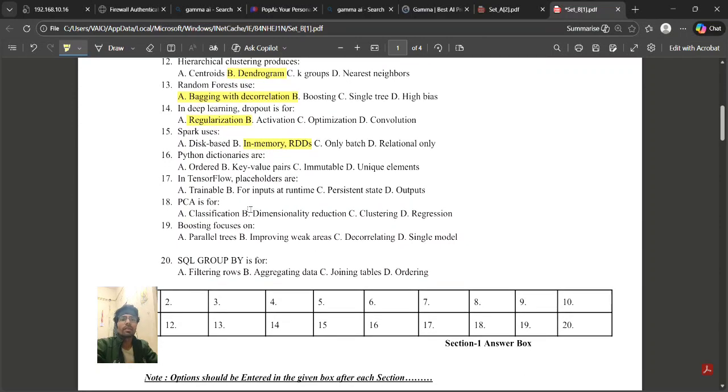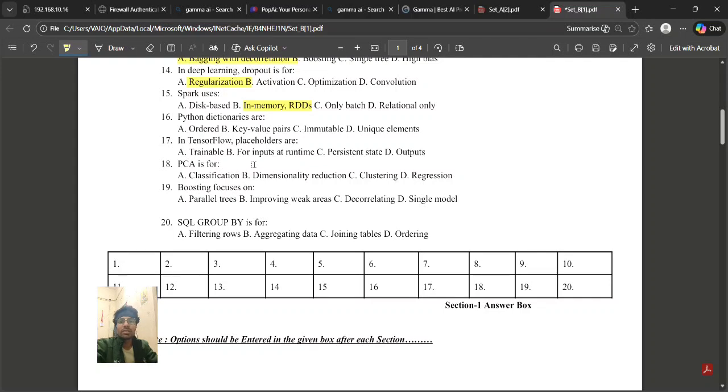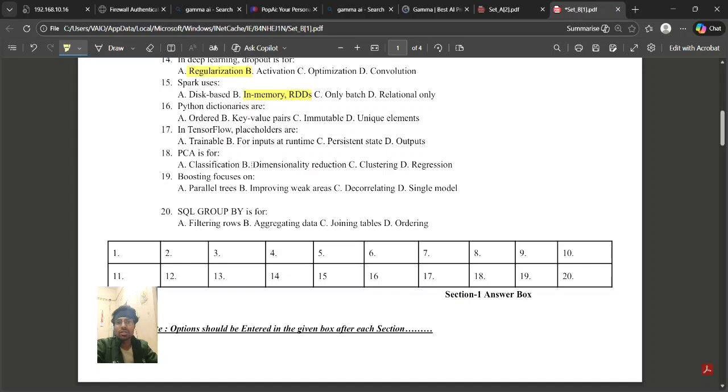Now let's go to question number 16. It's about the Python dictionary. A Python dictionary is a key-value pair. Each key maps to a value, like a real dictionary where words map to definitions. It is also mutable, not immutable. Since Python 3.7, they maintain insertion order, but the defining characteristic is the key-value structure. So the answer is B, key-value pair.